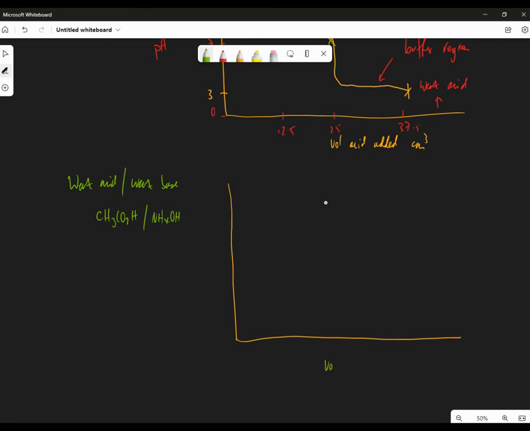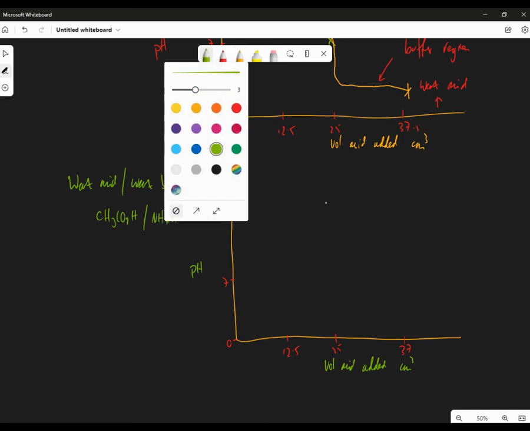So this is volume of acid added again, centimeters cubed. This is pH. Let's do my 25. This is my 12.5. This is my 37. This is 0, 7, and 14. Now, if it's weak, well, it's going to start. Let me get a different color. Will we use green? Yeah, we'll use green. Let's use blue. All right.